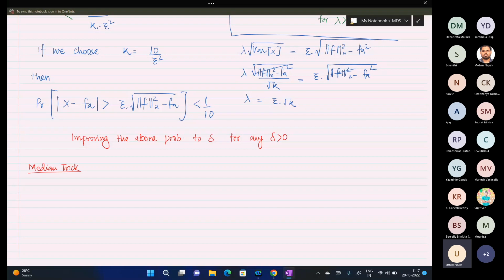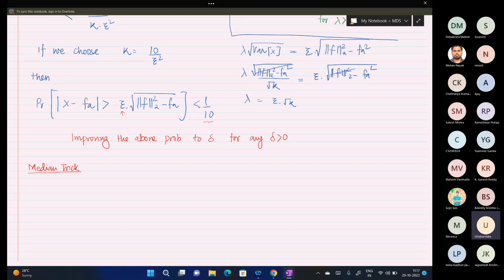So basically, this is the error in our accuracy, and this is basically the error in our confidence. We want this to be sufficiently close to 0. For that, we'll apply this median trick. Let me first finish this, and then I'll state what epsilon-delta approximation is. Then I think we'll be done.